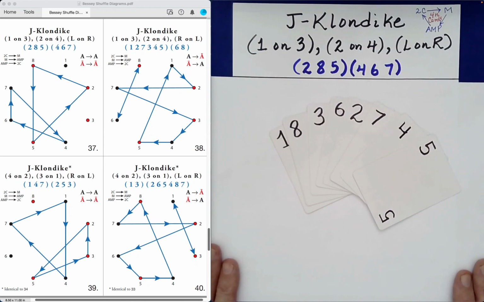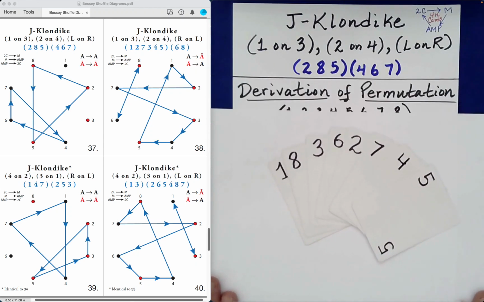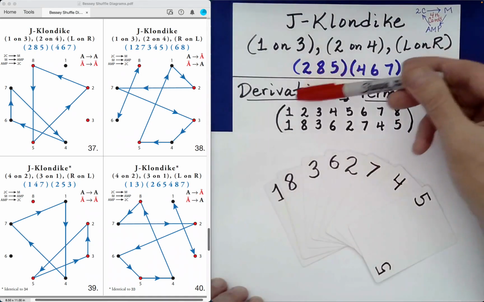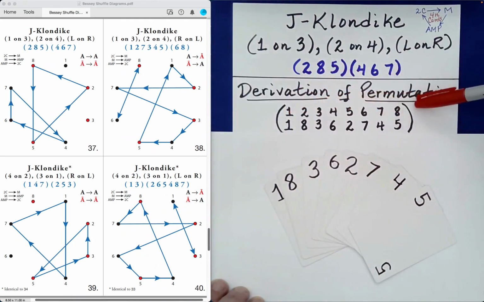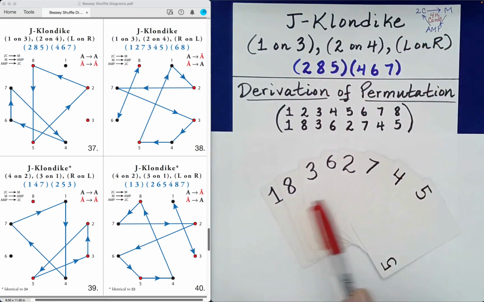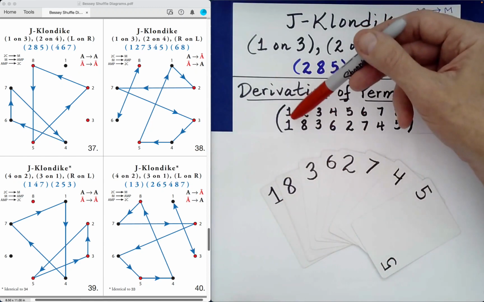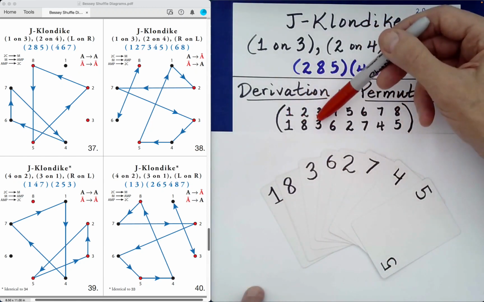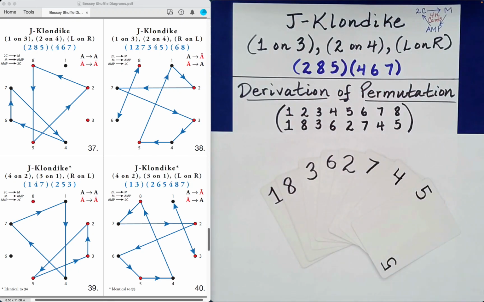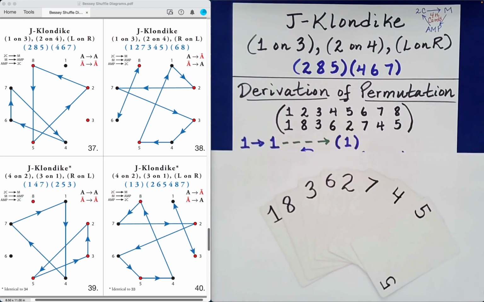So in Cauchy's two-line notation, we obtain the following. The top row is always the same for what we're doing: the numbers 1 through 8 for row 1. And then the second row consists of the new ordering of the cards, which we see is 1, 8, 3, 6, 2, 7, 4, 5. Converting this two-line notation to cycle notation, we obtain the following.